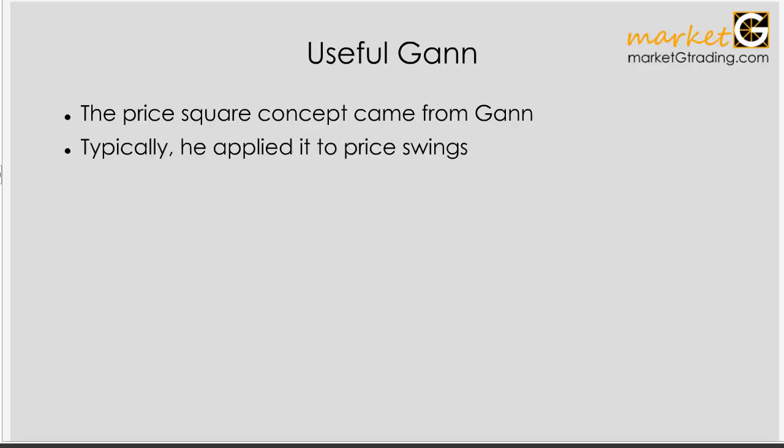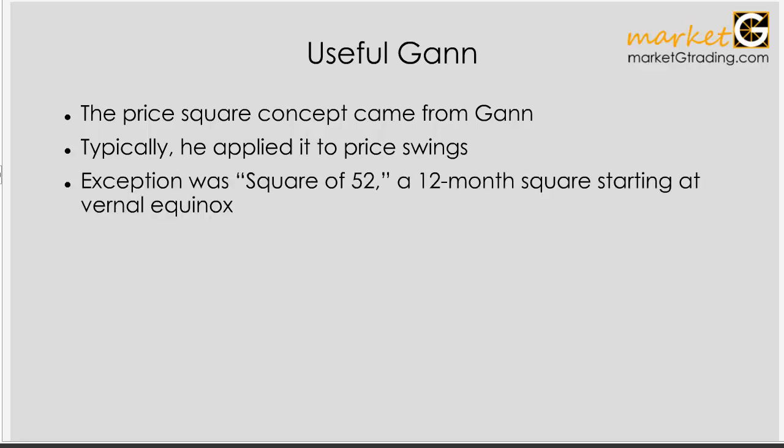Typically, what he did with price squares is he would apply them to a price swing and then just keep drawing. When one square ran out, he would draw another one on top of it or to the side or what have you. The exception to that was what he called a square of 52, which was a 12-month square starting at the vernal equinox in the spring.